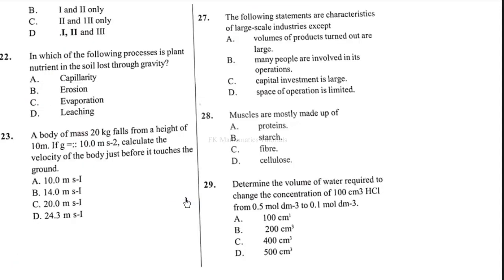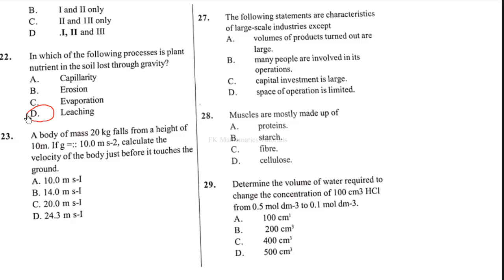In which of the following processes are plant nutrients in the soil lost through gravity? Capillarity involves upward movement, erosion or evaporation upward. Then D, leaching. In leaching, there's loss of certain materials, and the losses are carried downward. This downward movement will involve a downward force, which is the force of gravity. So the correct answer is leaching.